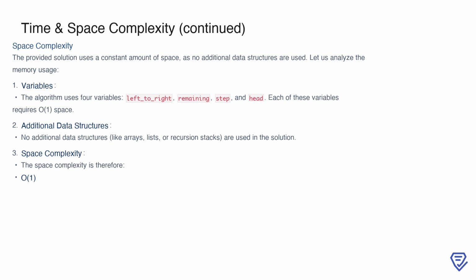Now, let's evaluate the space complexity of the solution. The algorithm uses only a few variables throughout its execution: left to right, remaining, step, and head. Each of these variables occupies a fixed amount of space, regardless of the input size n. This means that the memory usage for variables is O(1). Additionally, the solution does not rely on any auxiliary data structures like arrays, lists, or recursion stacks, which would increase space requirements. Since there's no dynamic memory allocation happening and all the space usage is fixed, the overall space complexity is O(1). This makes the algorithm highly efficient in terms of memory usage.